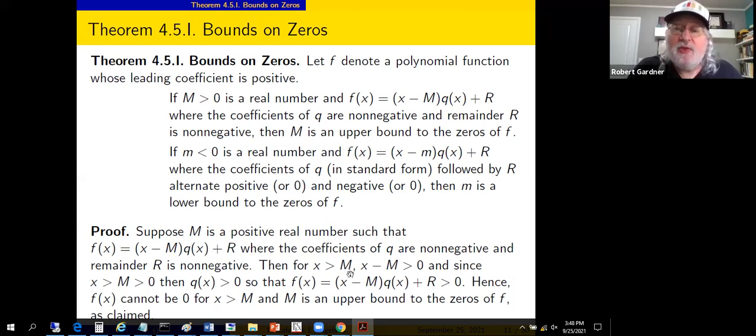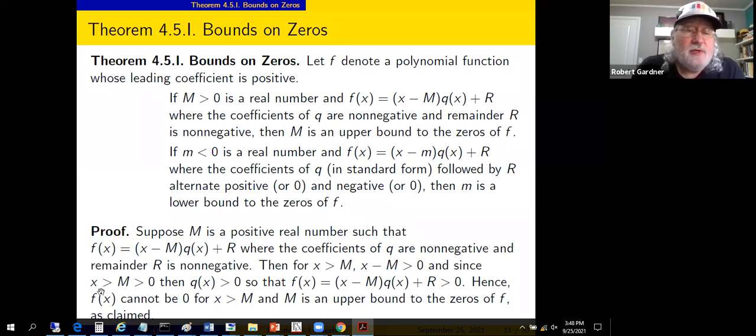So anything bigger than m can't be a 0 of the function. So the zeros of the function are less than or equal to m. That is, m is an upper bound on the zeros. So how to do this? Take x greater than m, then x minus m is greater than 0. Subtract m from both sides, property of inequalities.